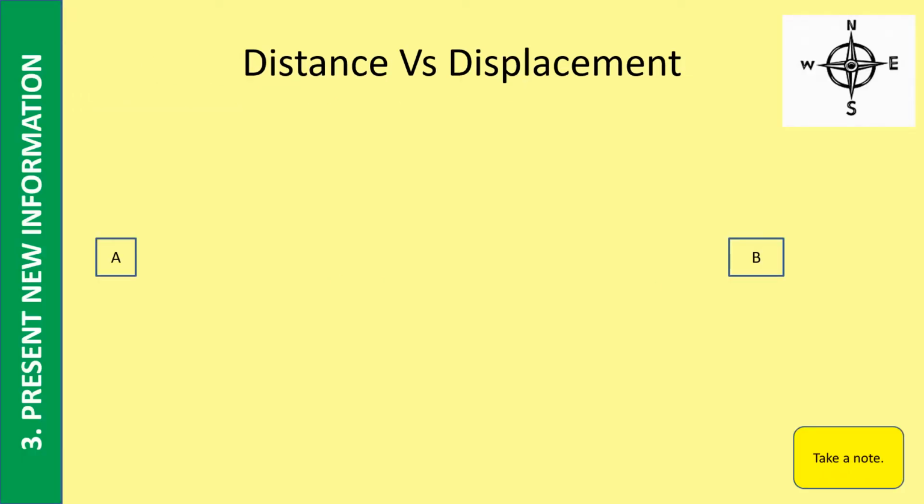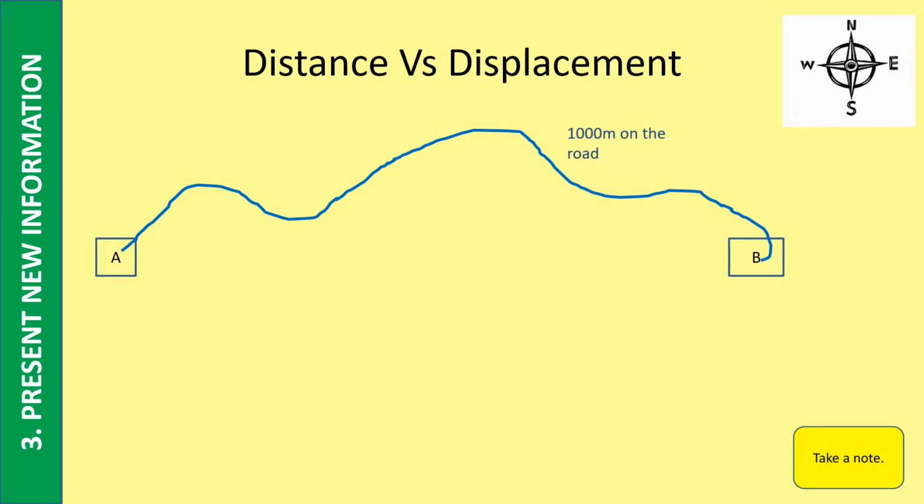Have a look at this situation. Two points, A and B. Now imagine a car travels from point A to point B along this road here. The distance travelled is, for example, 1,000 meters on the road, but that doesn't give us any indication of the direction in which that distance has been travelled. Distance is a scalar quantity. It only has size or magnitude. It doesn't have any direction associated with it.